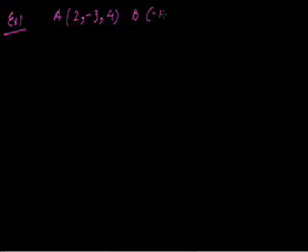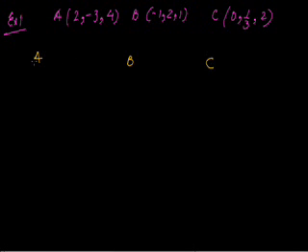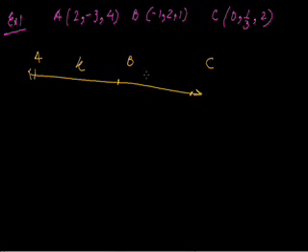So let's write the example. You have to prove that the points A (2, minus 3, 4), B (minus 1, 2, 1) and C (0, 1 by 3, 2) are collinear. We know that 2 points are always collinear. Suppose the line segment AC, and suppose B is also lying on it, and B divides the line segment joining AC in the ratio k is to 1.